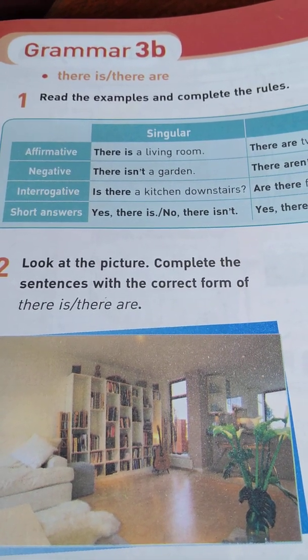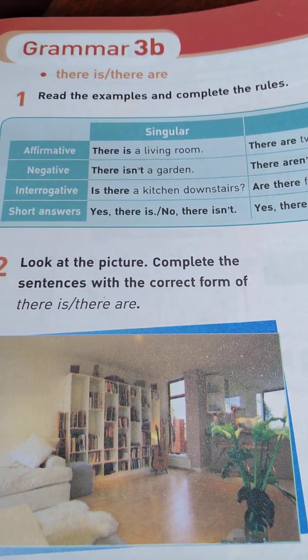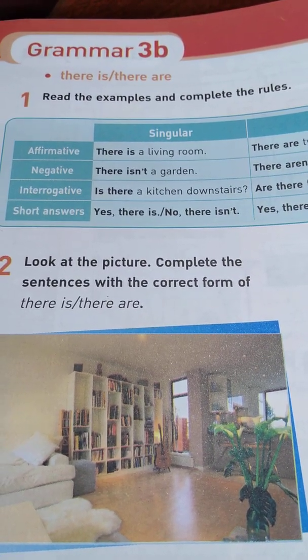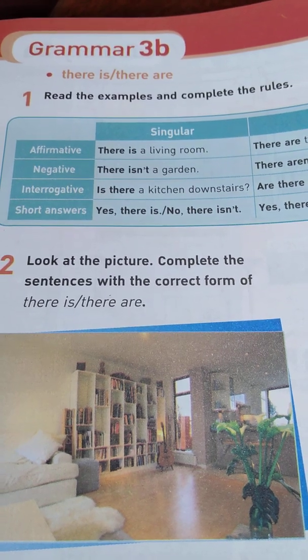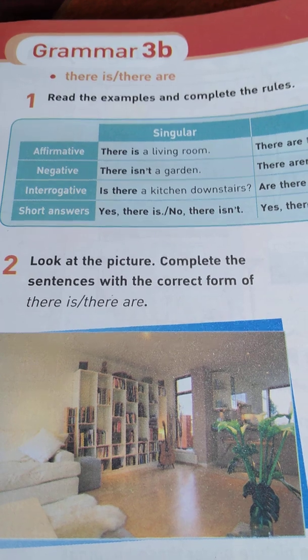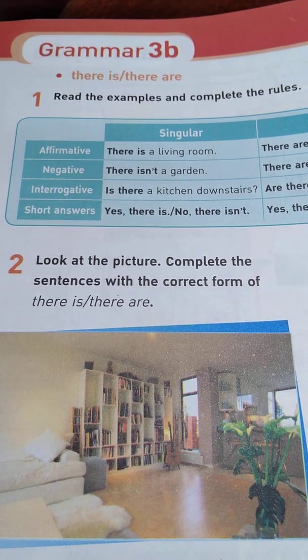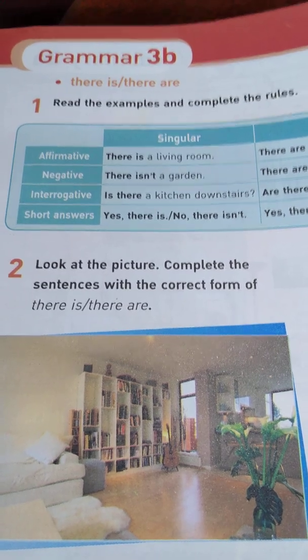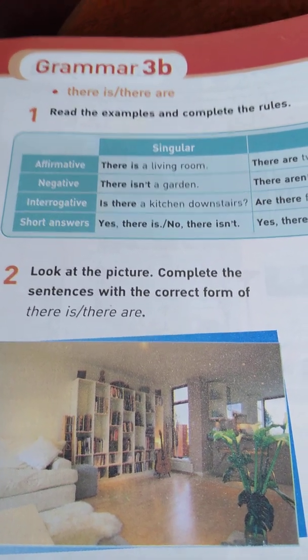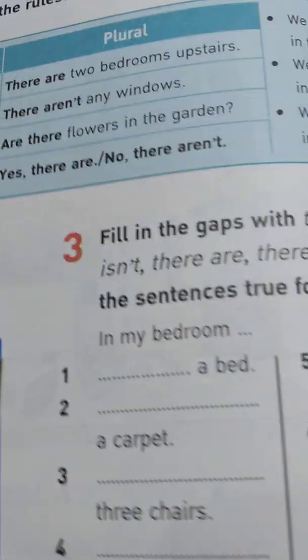And interrogative means question, interrogate. A question. Is there a kitchen downstairs? And then the short answers. Yes, there is, or no, there isn't. All right. Is there a garden? No, there isn't. Or is there a garden? Yes, there is. There's a large garden. You will always be busy cutting the grass.